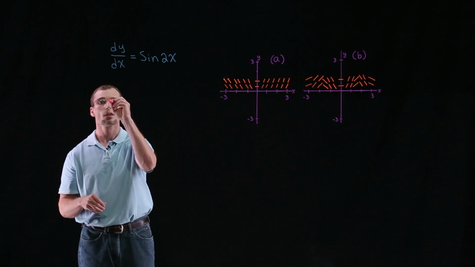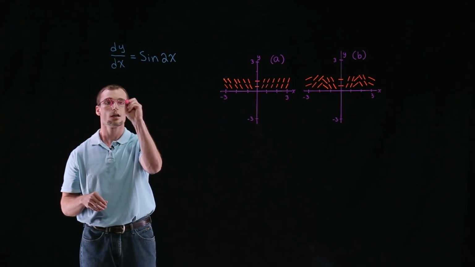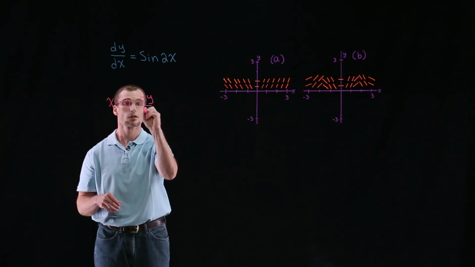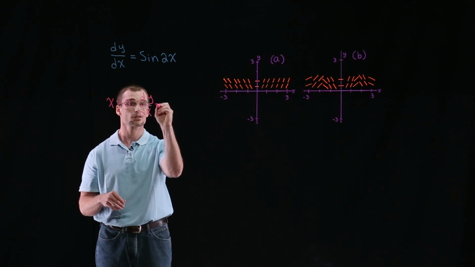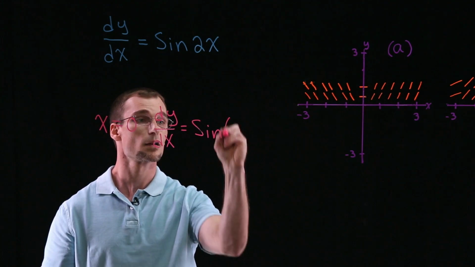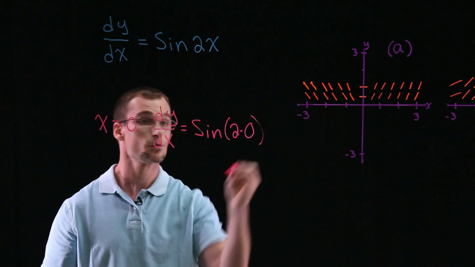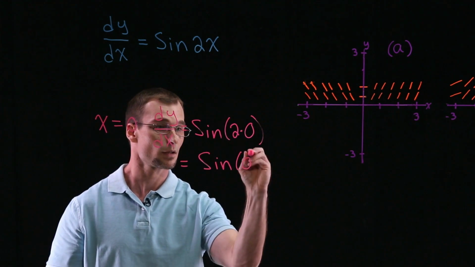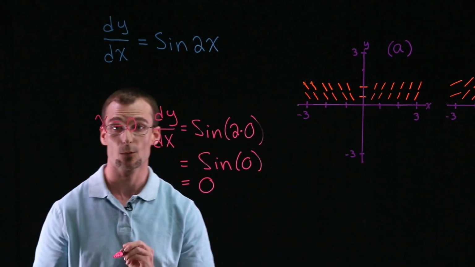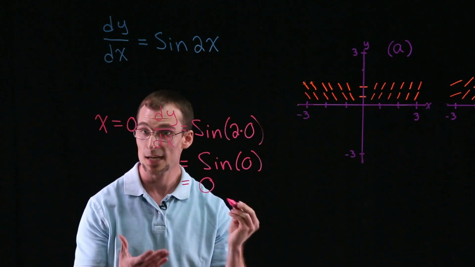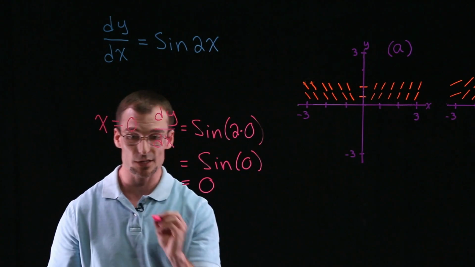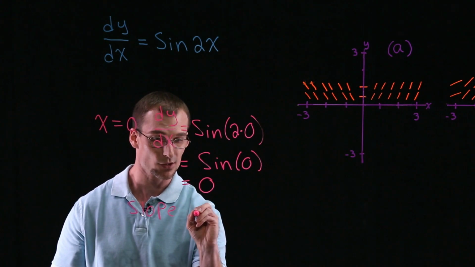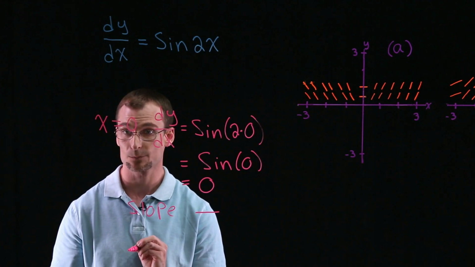And we note that, say, at x equal to 0, what we would have is a slope dy over dx equal to sine of 2 times 0, namely sine of 0, which is 0. So what that tells us is in one of the slope fields, for this particular differential equation, at x equals 0, we would be looking at slopes just as horizontal lines.